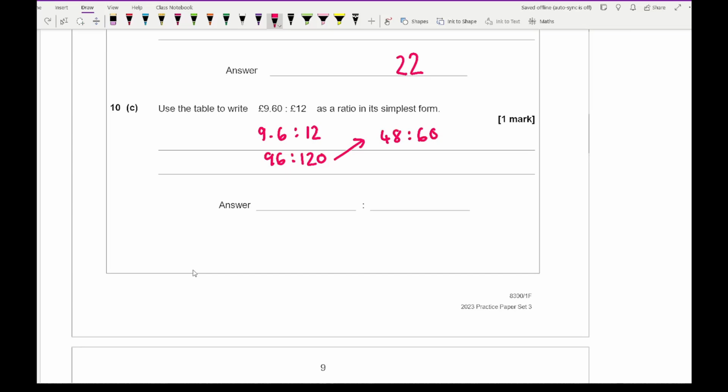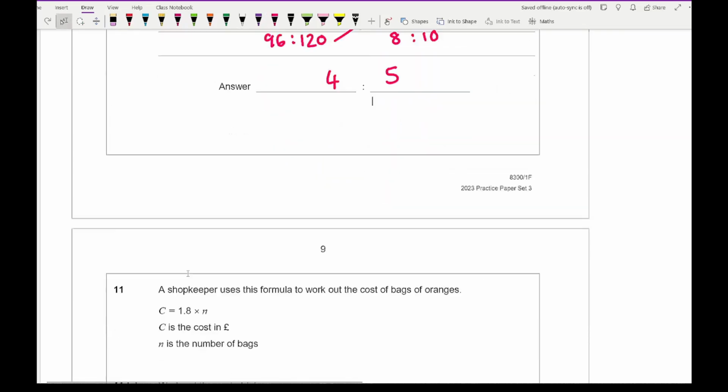And then I can divide by 6, so that gives me 8 over 10, and then I can simplify further to give me my final answer of 4 over 5.